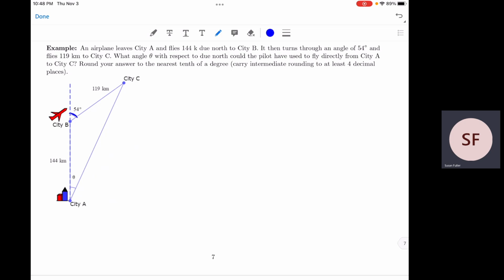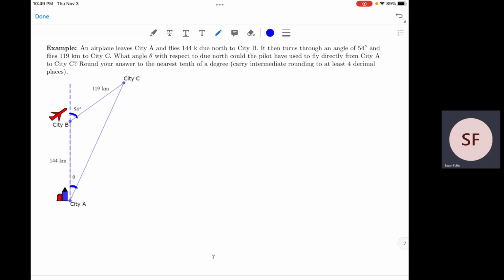Okay, again, luckily they label this for you because I think that the wording that they use is kind of confusing. So basically this plane flew from City A to City B. It turned through this angle here and then flew to City C. And it wants to know, if I flew directly from City A to City C, what is this angle here between due north and that line that it would take from A to C? All right, so I'm looking for that angle down here. And how am I going to find that?